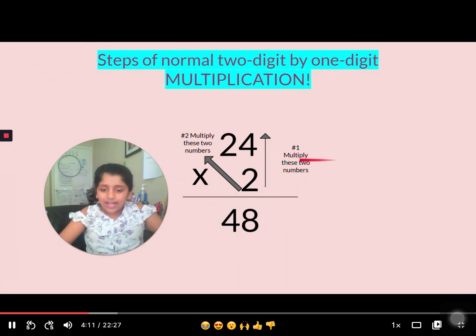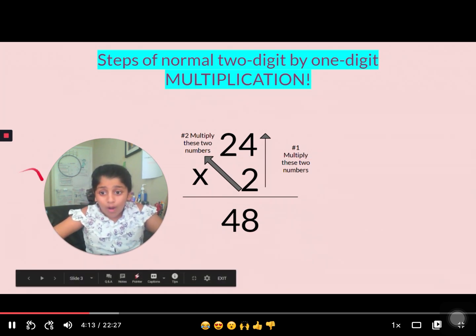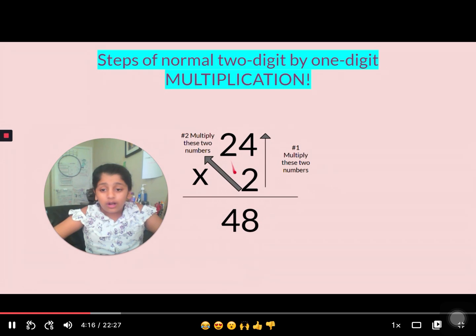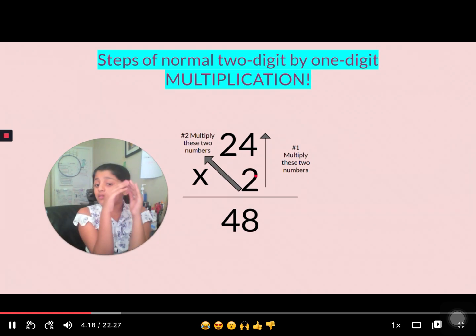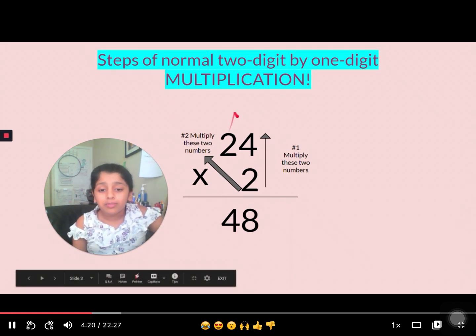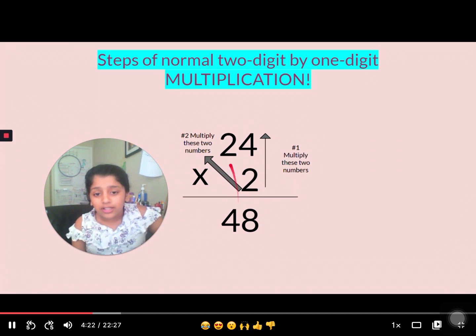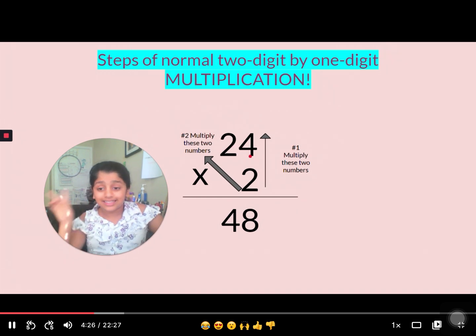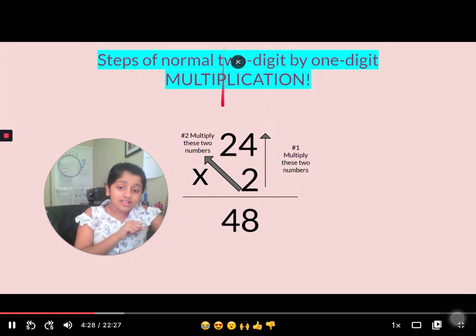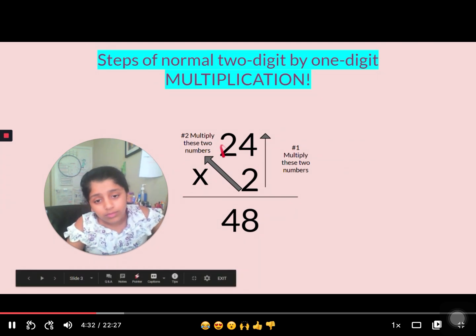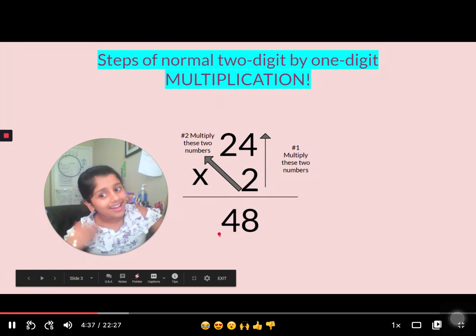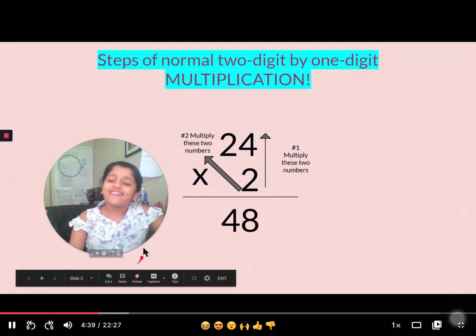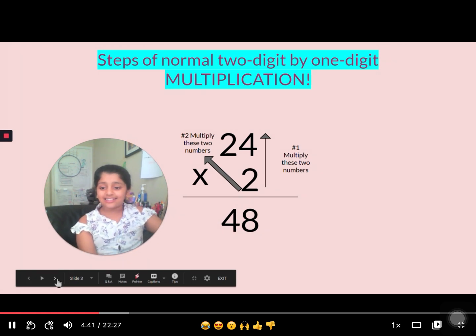Then you would multiply the tens place. But since we have a 2-digit and a 1-digit, the 1-digit would only go in one of the places, which is the ones place. So we would have to multiply the tens place by this place. So we would go diagonally. Then we would multiply these 2 numbers. That's step number 2. Remember, step number 1 is the ones place. Step number 2 is the tens place. And then we would do 2 times 2. So 2 times 2 is 4. And that's the steps.